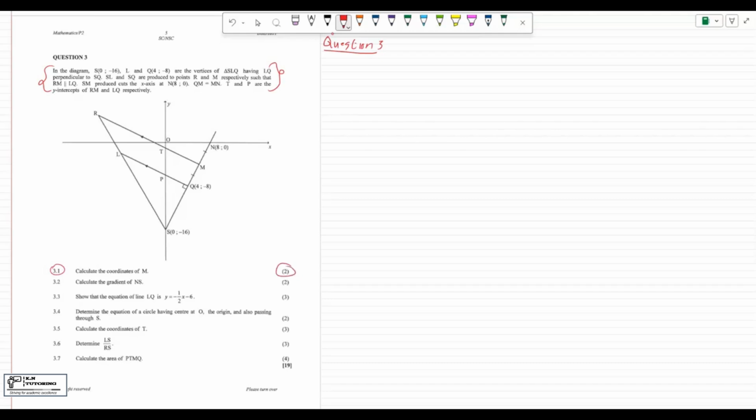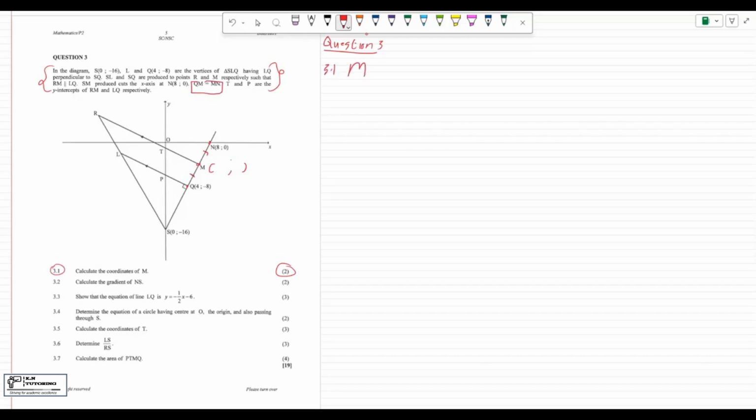It says calculate the coordinates of M. So there's your M there, and we want the coordinates. Now you will know that M is the midpoint of line QN. Why am I saying it's a midpoint? Because they told us that QM is equal to MN. It was given to us there. So M is the midpoint, and we know the midpoint formula.